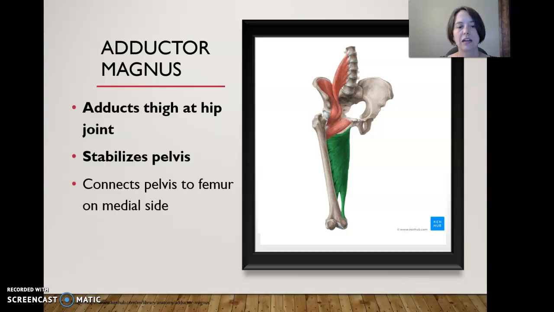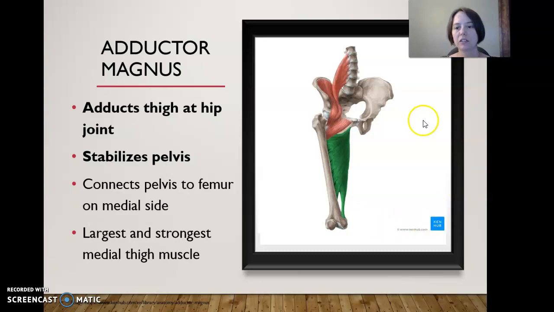So it is going to connect the pelvis to the femur on the medial side. You can see that it connects the pubis and the ischium back there, which you can't really see, and then on the medial side of the femur, all up and down that. And it is the largest and strongest medial thigh muscle. There are other adductors that we're not going to go through. There's the adductor brevis and the adductor longus, which would be short and long, but not as large as the magnus.